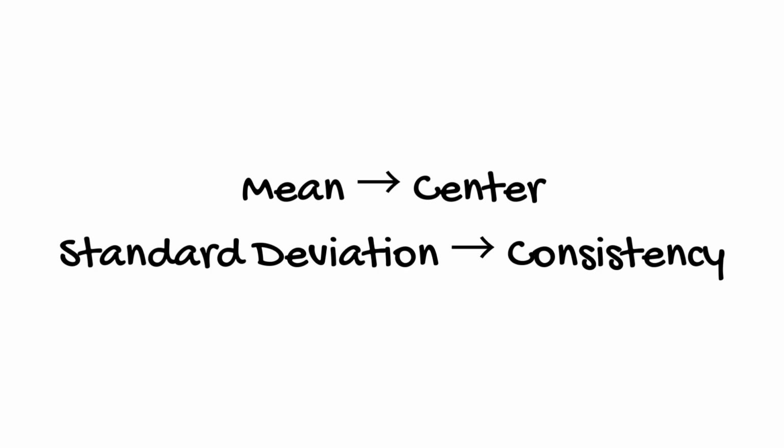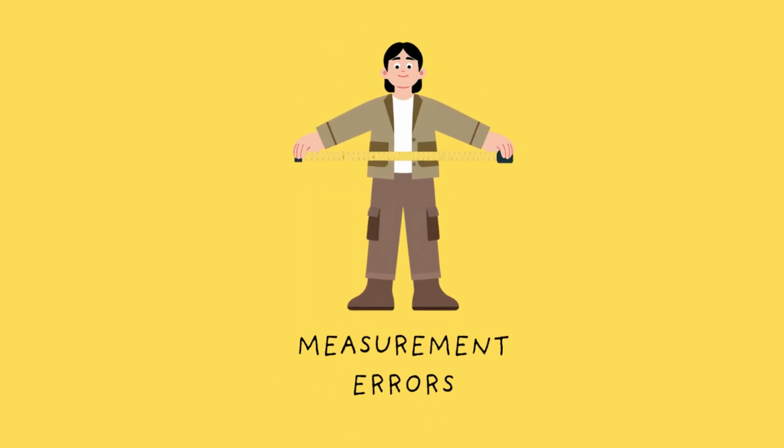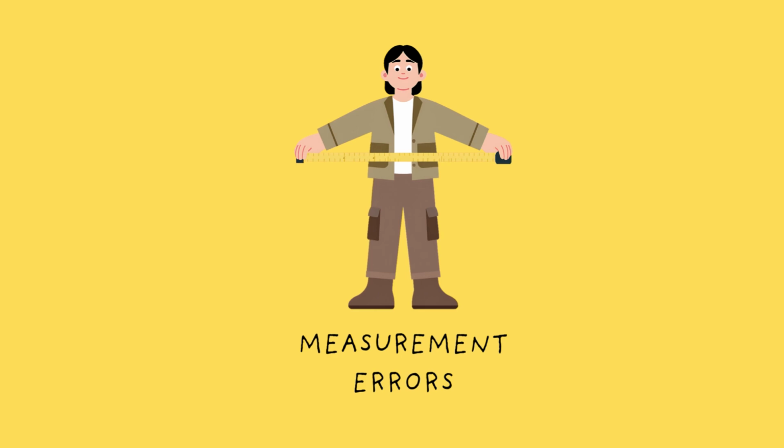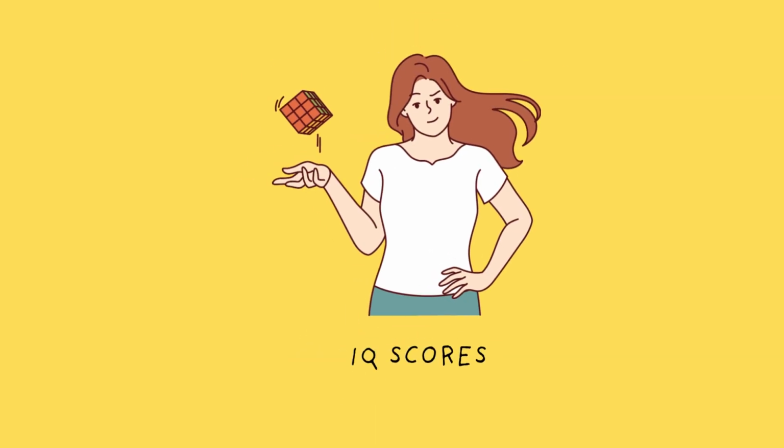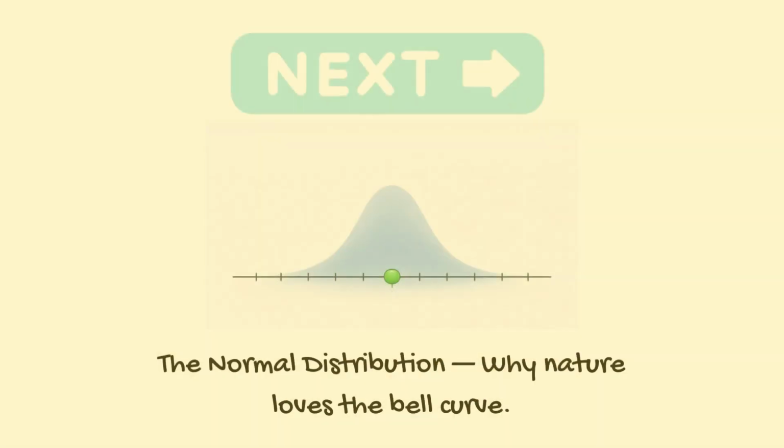But something fascinating happens when we look at data in the real world. Heights of people, test scores, measurement errors, IQ scores, even natural biological variations. When plotted on a graph, they form a beautiful symmetrical shape. A shape so common in nature that statisticians call it the normal distribution, also known as the bell curve.